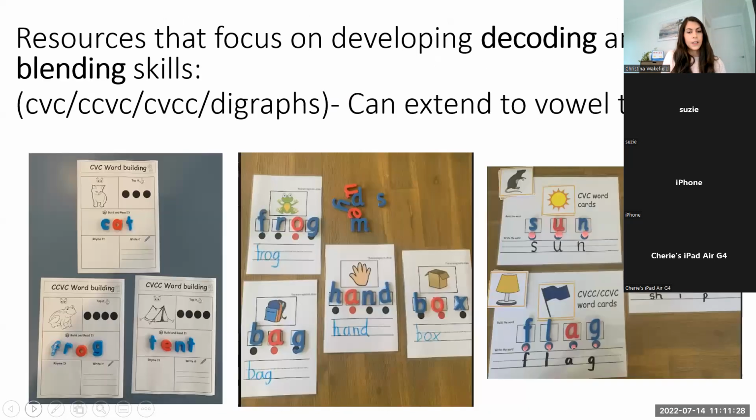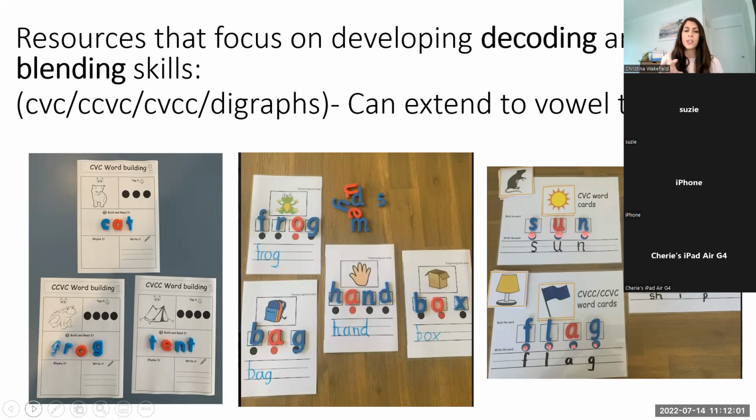Okay, then the next, okay, so this is really important, your decoding and your blending activities. Where if you're starting with your CVC words, extending to CCVC, so the 4-letter words, because I find that they really struggle with 4-letter words, especially those that are struggling with spelling and reading and they have dyslexia. They can't hear that consonant blend in the beginning or the end, so like frog. So you really want to get them to tap the sound. So I've got little sound buttons.